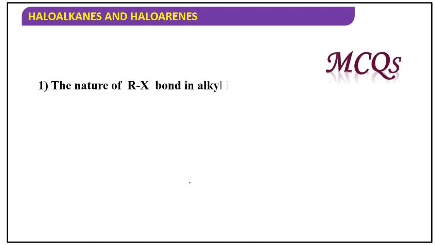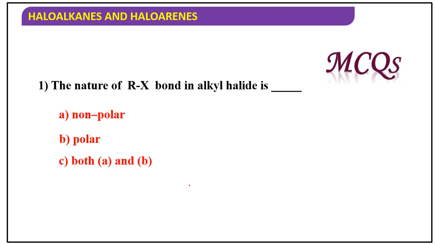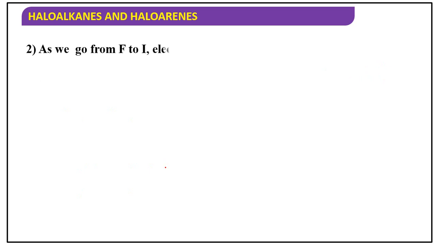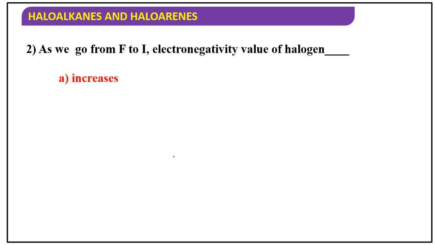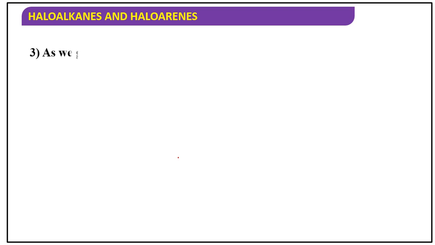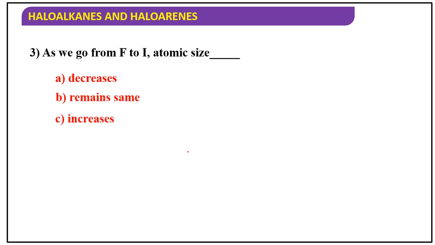Next, some questions. The nature of the R-X bond in alkyl halide: is it non-polar, polar, both, or none of these? Obviously polar, we already discussed. Next, as we go from fluorine to iodine, the electronegativity value of the halogen: we learned in the periodic table, it decreases. As we go from fluorine to iodine, atomic size, you know very well, recall it, increases.